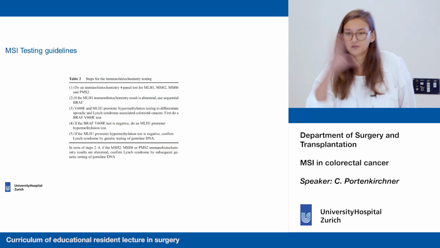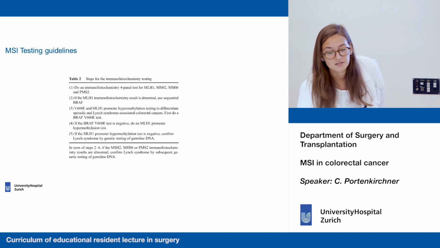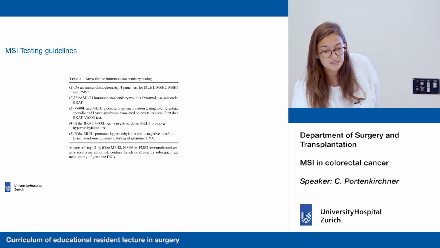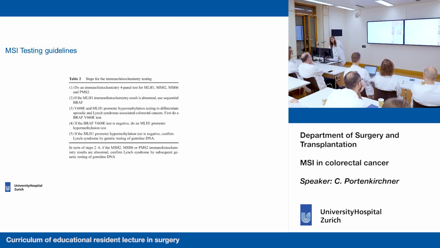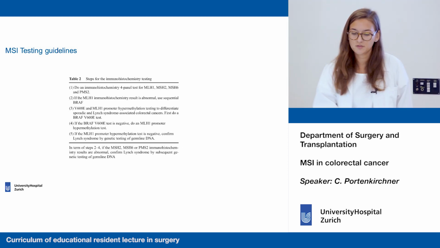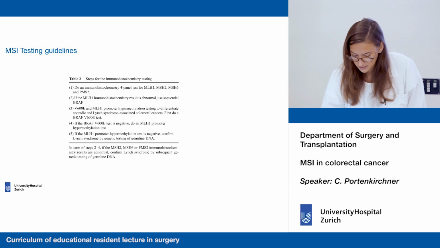So, a short overview to sum this up. Immunohistochemistry testing with the four-panel test. If the result for MLH1 is abnormal, do the BRAF testing. If it's negative, do the promoter hypermethylation test. If you have a suspicion for Lynch syndrome, you have to perform genetic testing of the germline DNA.